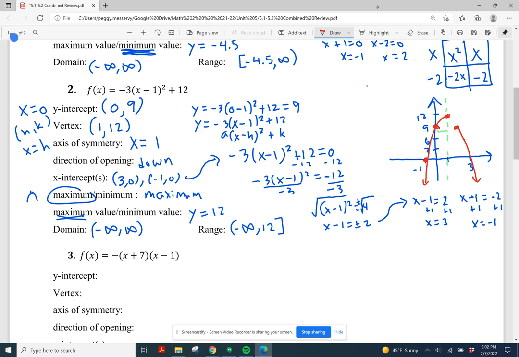Okay. All right. Those are the first 2 problems in the assignment, and you're going to do the other 4.